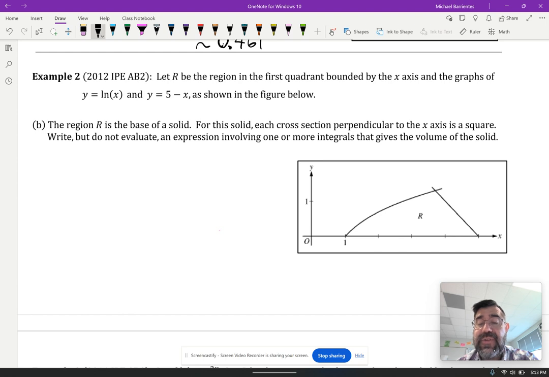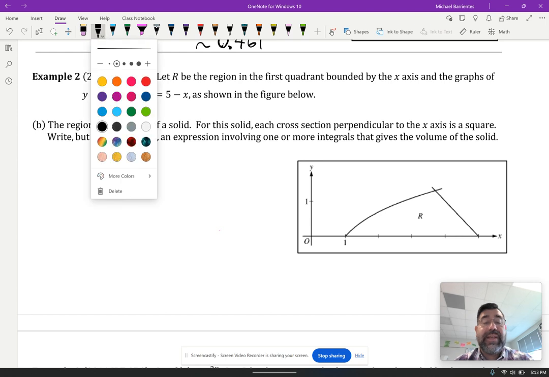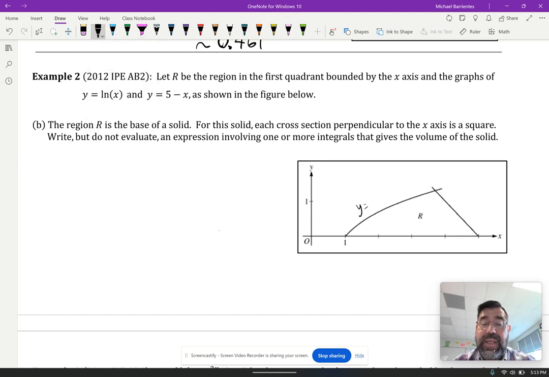Okay, so here's the natural log, and I'm going to go ahead and label that as such. This is y equals the natural log of x, and then this is y equals 5 minus x, as shown in the figure below. The region R is the base of a solid. For this solid, each cross section perpendicular to the x-axis is a square. This sounds familiar. And this was 12 years after the last question that we saw. Write, but do not evaluate, an expression involving one or more integrals that gives the volume of the solid.